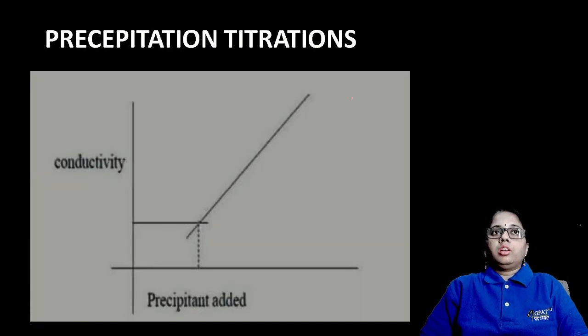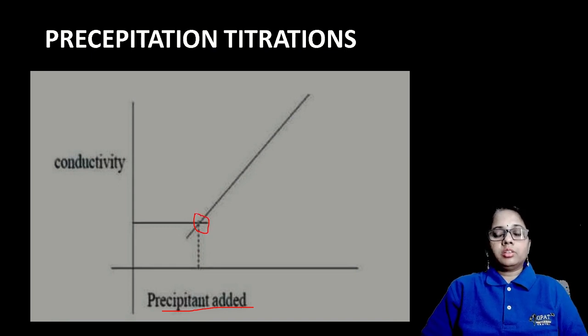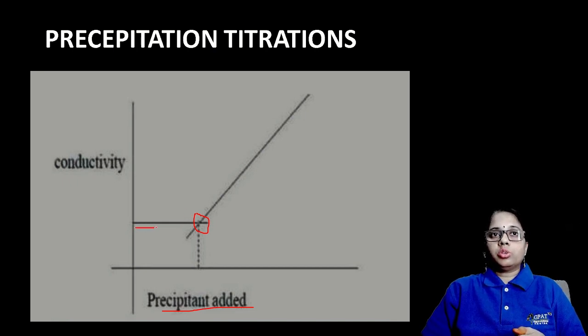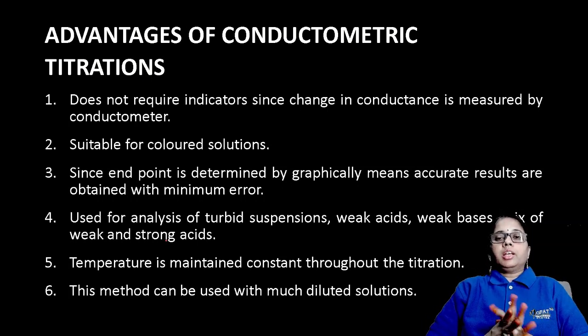Now coming to the precipitation titrations, the conductivity is taken on the y-axis and the precipitant added, whatever the silver nitrate solution is, is the volume on the x-axis. The titrations are carried out where precipitation takes place, and due to the precipitate the conductance changes. Initially it goes like this, and afterwards it increases like this. Here this is the end point. This is how we determine different types of analytes by conductometric titrations.